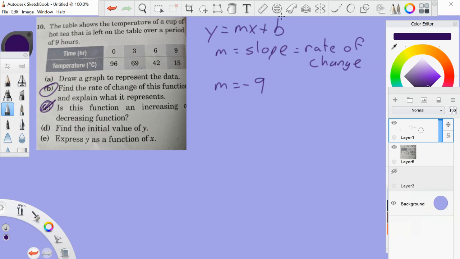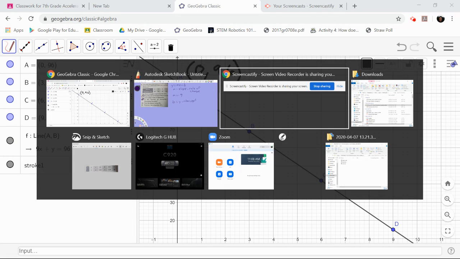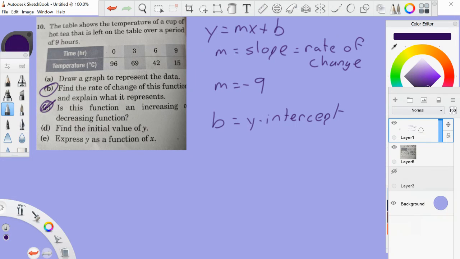Now, the b is our y-intercept, and that is our y value when x is 0. Well, I know that our y value when x is 0 is 96. So I'm just going to take those two numbers and plug them into our expression. Our b is equal to 96. So I'm going to plug m and b into our general expression for a linear function. Y is going to be equal to, our m is -9, so -9x plus our initial value, or our y-intercept, which is 96 degrees.